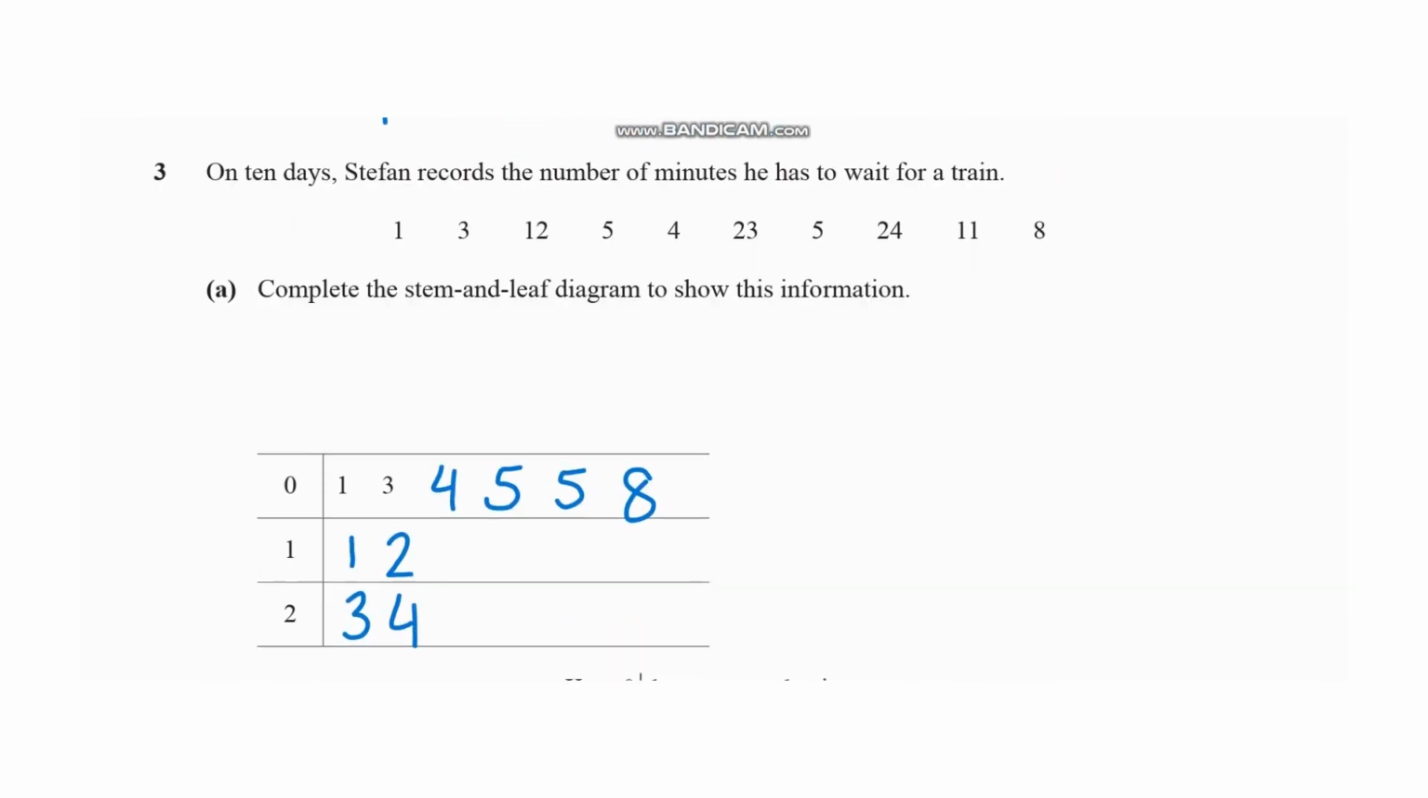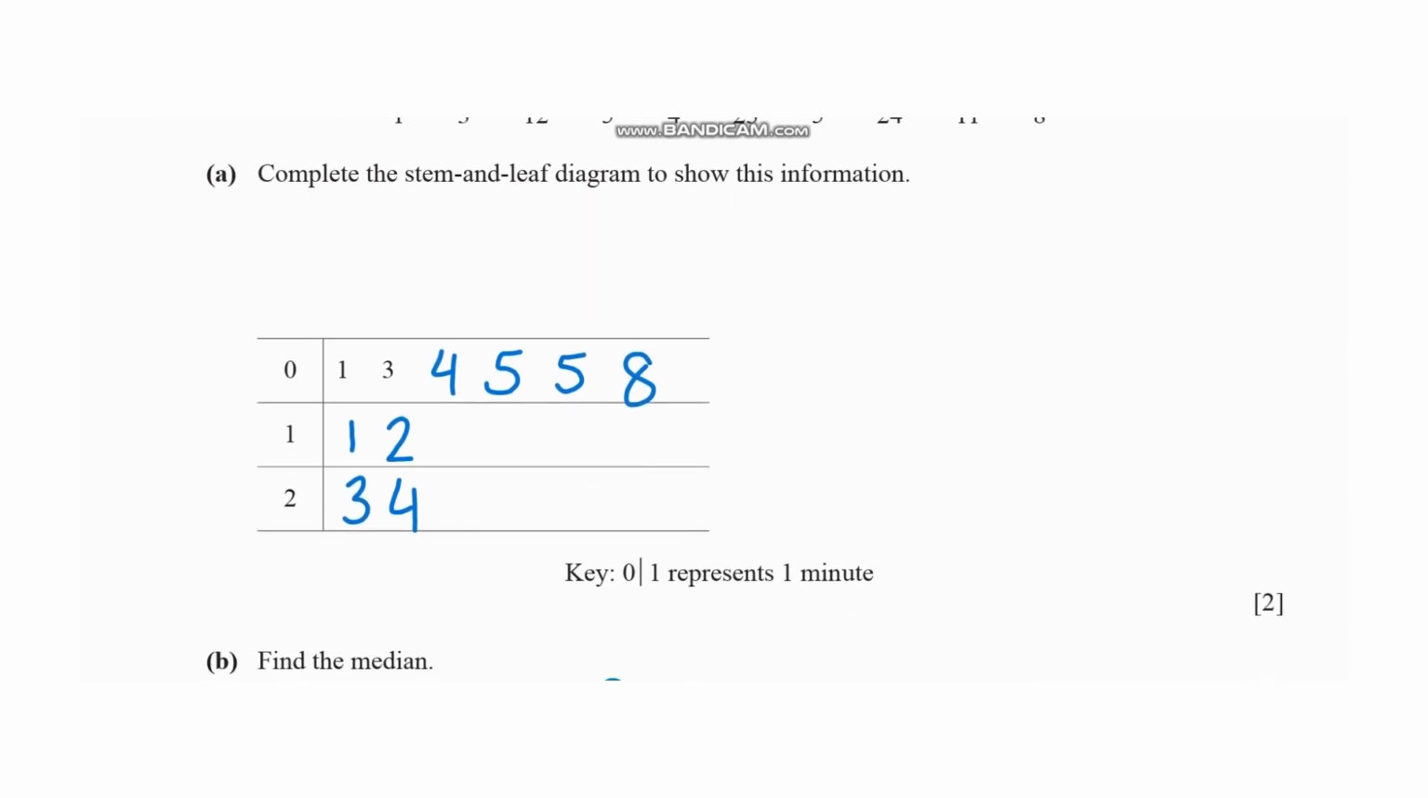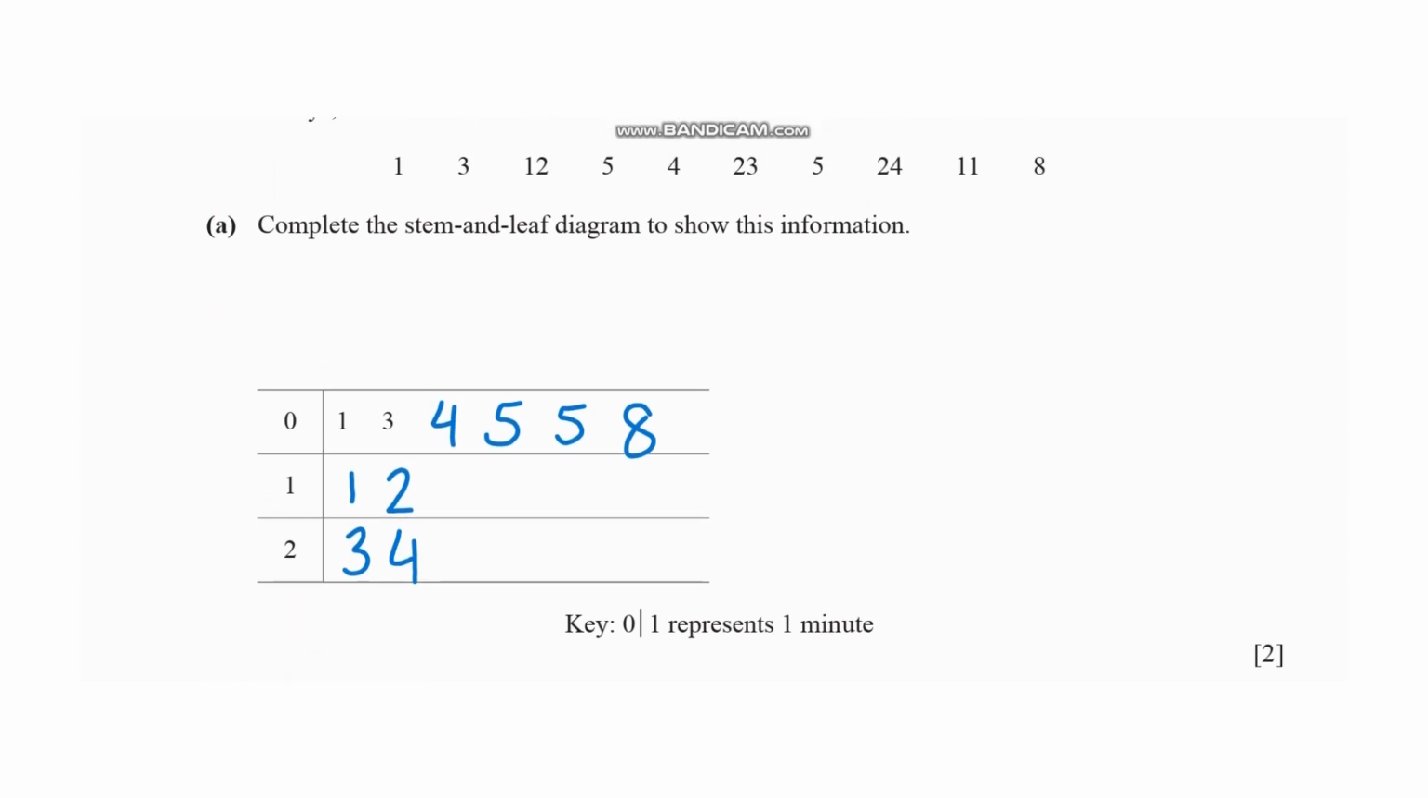Question 3 states, on 10 days, Stephen records the number of minutes he has to wait for a train. So these are the number of minutes. Then part A states, complete a stem and leaf diagram to show this information. So what we will do is, for the first two numbers, it's already done. So first is 1, then 3, and over here on the left side, it's 0. So 0, 1, then 0, 3. Then next number is 0, 4, then 0, 5, again 0, 5. Next will be 0, 8.